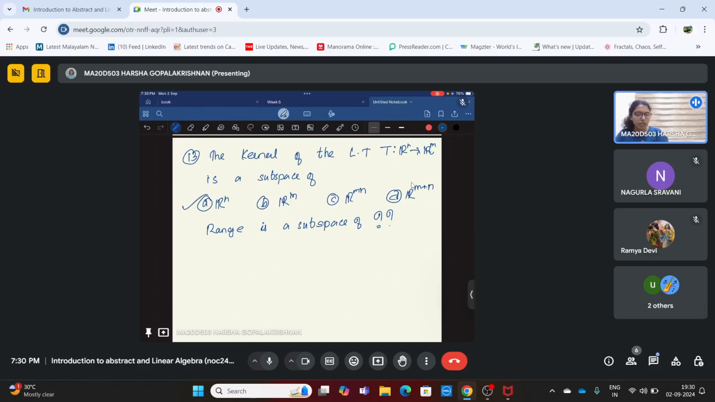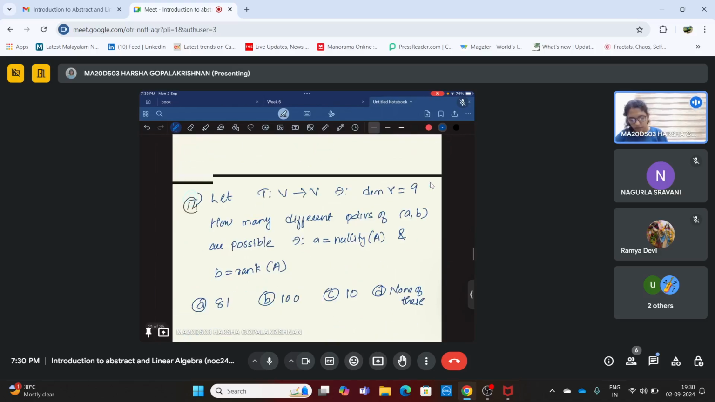Kernel is a subspace of the domain. So what is the second question? Range is a subspace of which space? Obviously it is Rm, right? Range means it is going to Rm. So it should be a subspace of Rm. Okay.